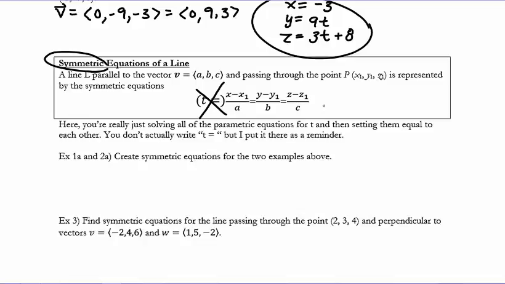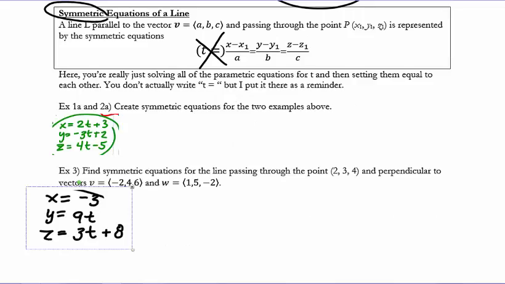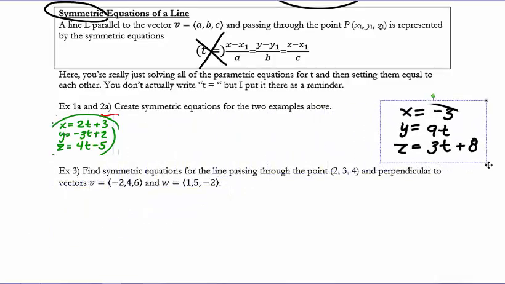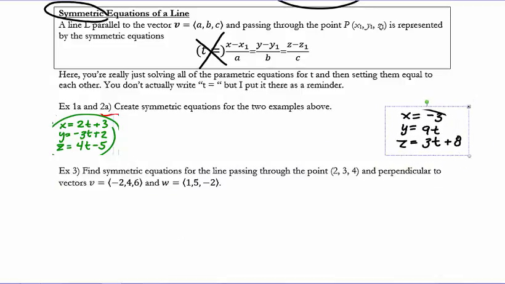I will be very specific and say parametric or symmetric. That's usually what you're going to look for. But again, if you see something and you feel like you need one form over the other, use that other form. So what we want to do is create symmetric equations for the two examples above. So I have one example there. I have the other example right here. I just took a snapshot. You can obviously just look up.